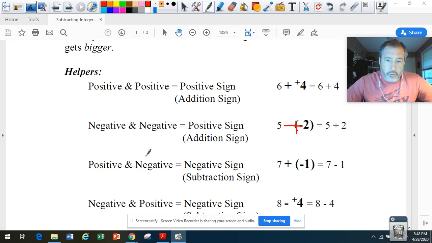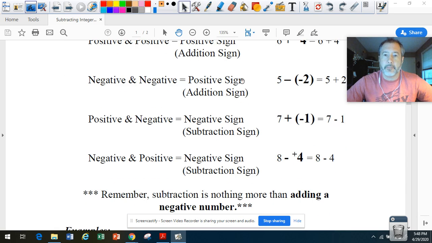Let's look here at a positive and a negative. I'm going to scroll down here a little bit. So I have 7 plus -1. You can go back and use our rules from before. Our rules said, when adding, if the signs are different, subtract the larger minus the smaller absolute value, and keep the sign of the larger absolute value. So 7 plus -1 is going to be 7 minus 1, which is 6. The 7 is greater and has a positive sign. The answer is 6.